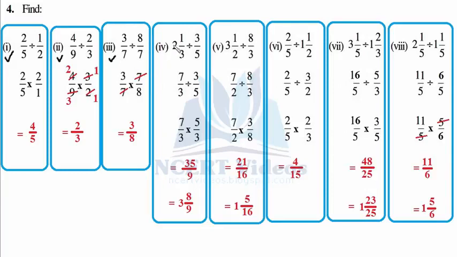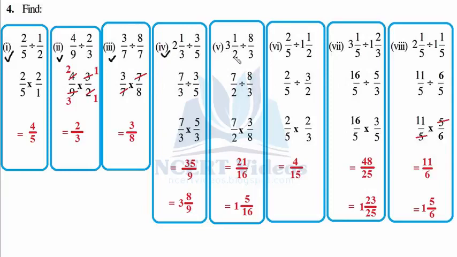Now 3 twos are 6 plus 1 is 7, 7 over 3 divided by 3 by 5. Now 7 by 3 into, flip it, it becomes 5 by 3. Then 7 5s are 35 and 3 3s are 9. Now improper, so 9 3s are 27, 8 is the remainder, and 9.